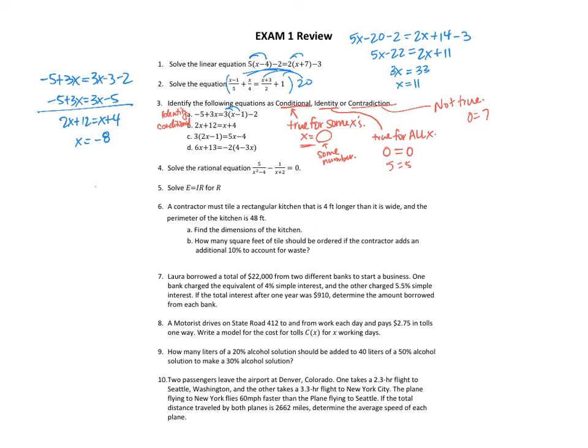The next one I can look at. And I can distribute this in. I get 6x minus 1. Oh, 6x minus 3, excuse me. Is equal to 5x minus 4. And I can subtract the 5x over and add the 3. And I'll get x is equal to negative 4 plus 3, which is negative 1. So this is conditional.